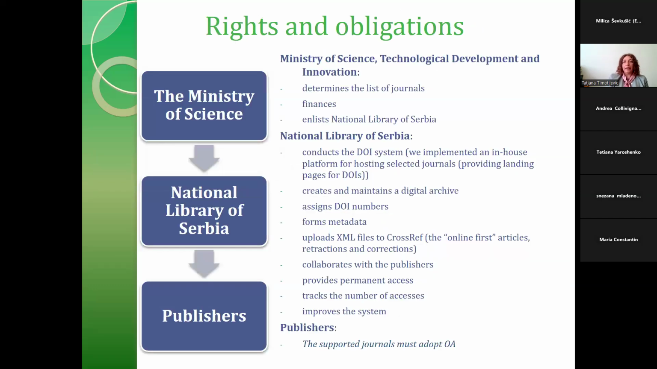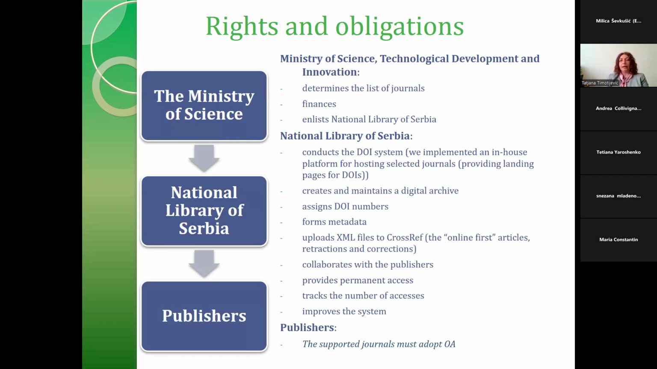a system. In order for everything to function well and to regulate rights and obligations, we must sign some kind of contracts. First, the Ministry of Science signed a contract with the National Library of Serbia, and then the National Library of Serbia signs a contract with chosen journals and publishers and their editorial boards.